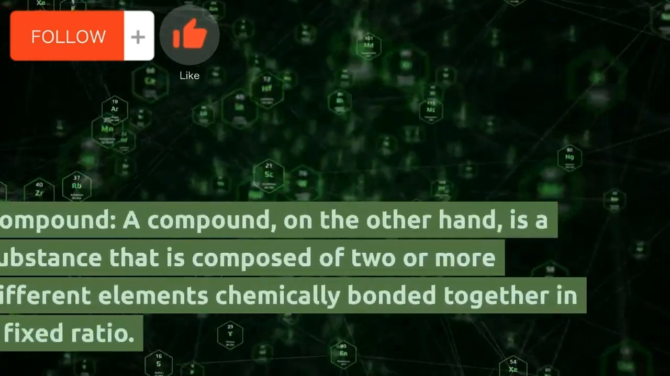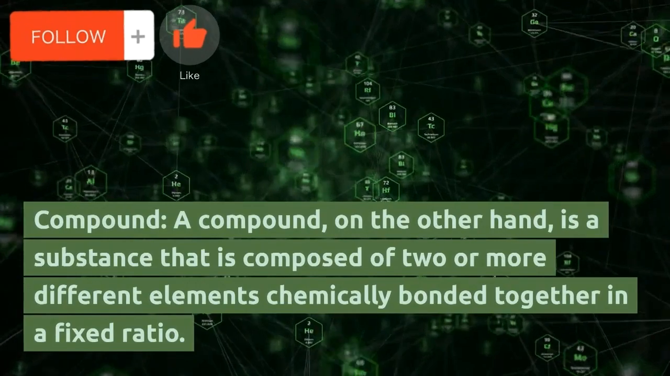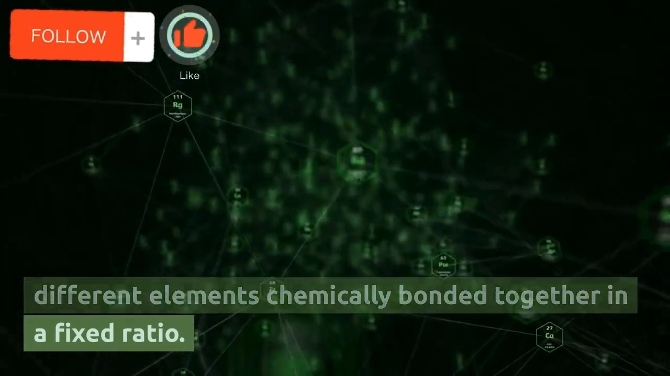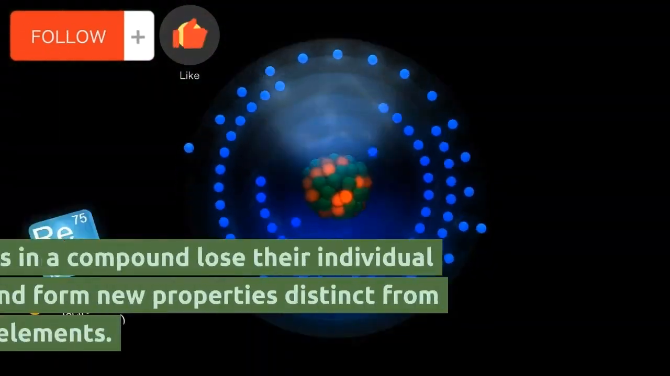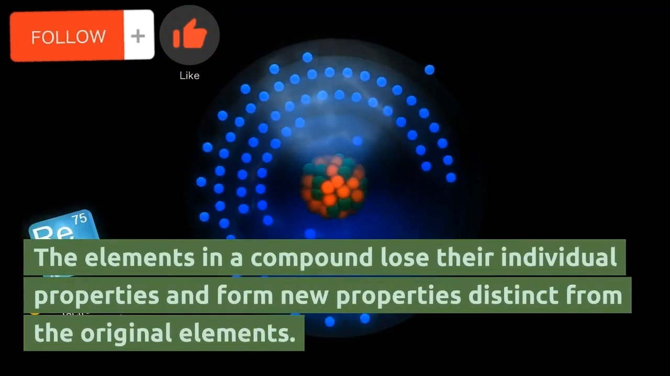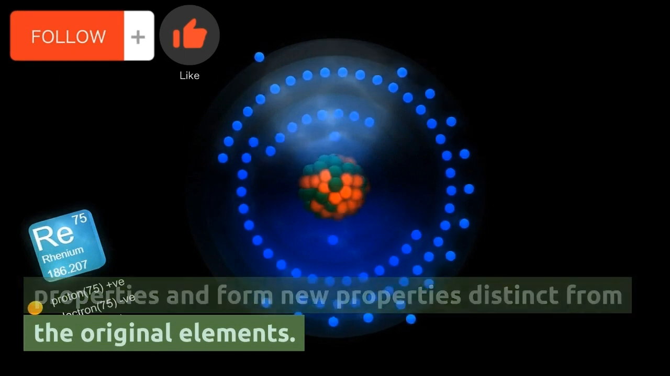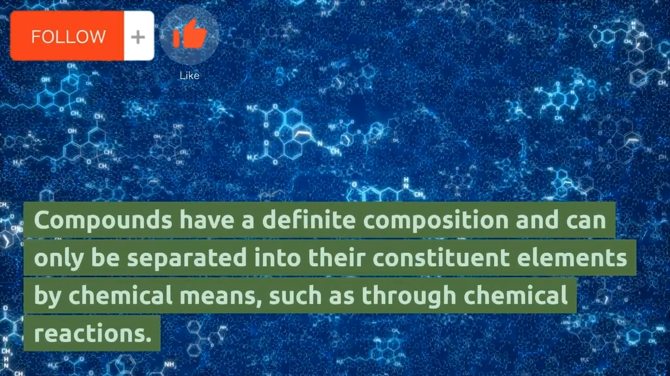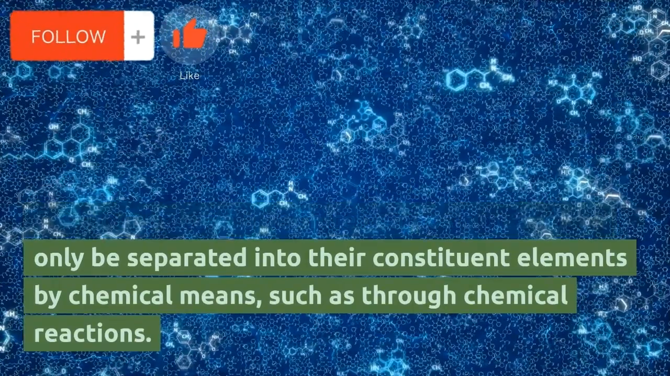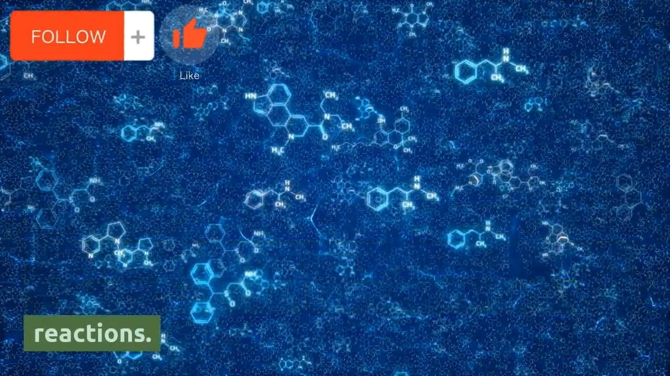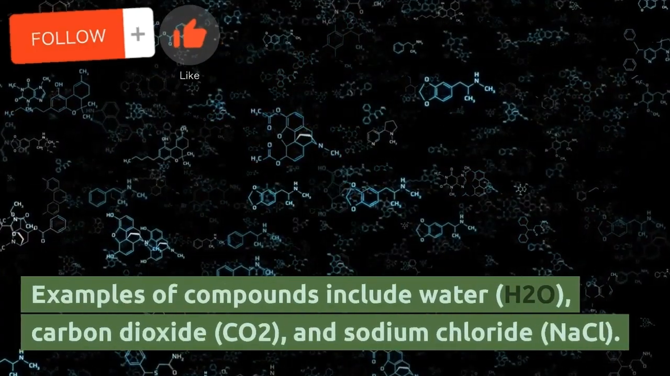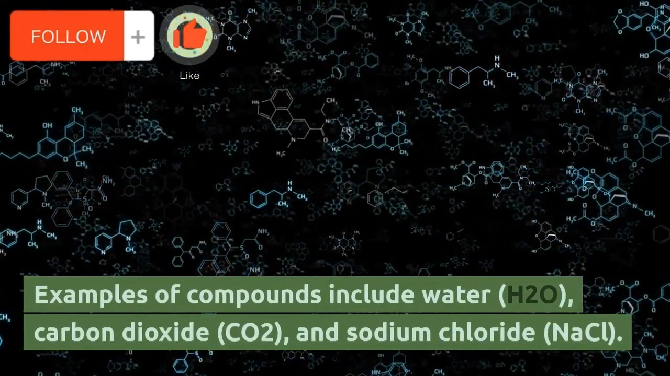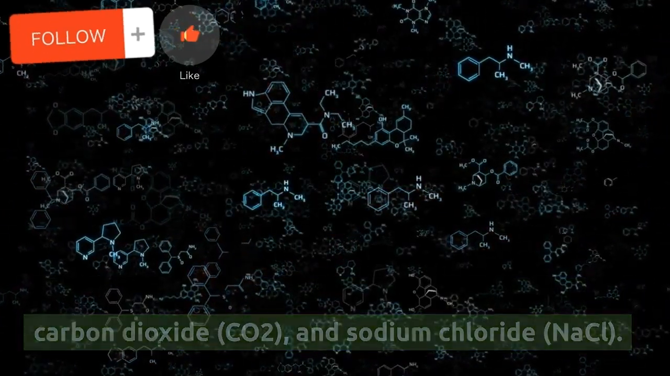2. Compound. A compound, on the other hand, is a substance that is composed of two or more different elements chemically bonded together in a fixed ratio. The elements in a compound lose their individual properties and form new properties distinct from the original elements. Compounds have a definite composition and can only be separated into their constituent elements by chemical means, such as through chemical reactions. Examples of compounds include water, H2O, carbon dioxide, CO2, and sodium chloride.